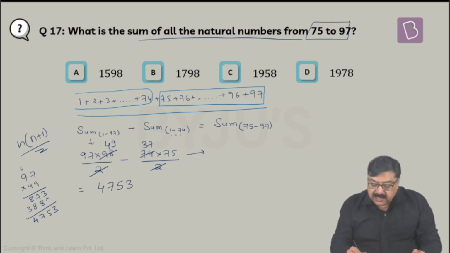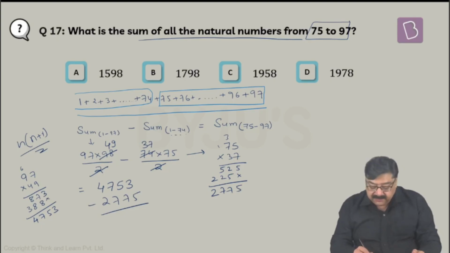Now let us do this calculation here. 75 into 37. 7 5s are 35, so 3 here. 7 7s are 49, plus 3 is 52. Then 3 5s are 15, 1 here, 7 3s are 21, plus 1, 22. You have 5, 7, 7, and this is 2. So from this we are subtracting 2 7 7 5.